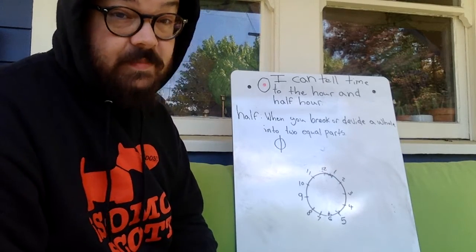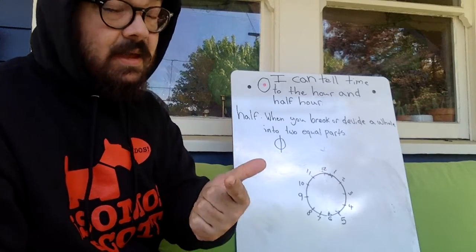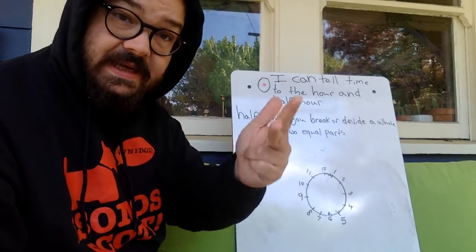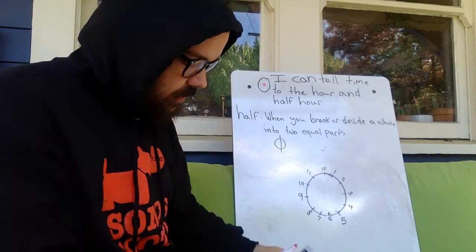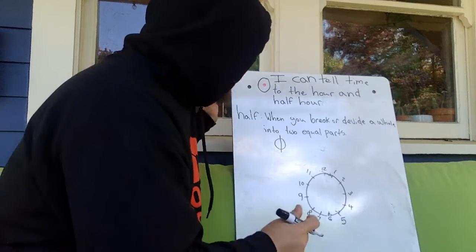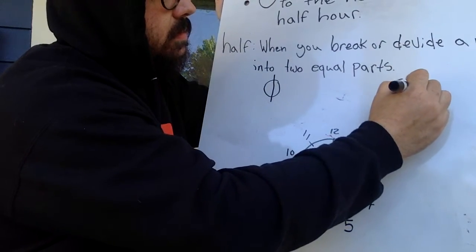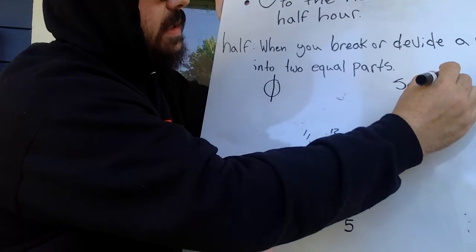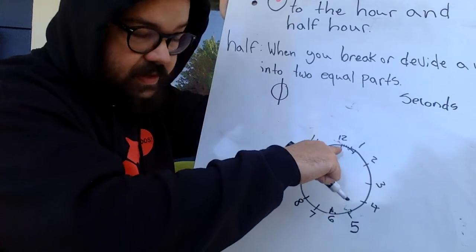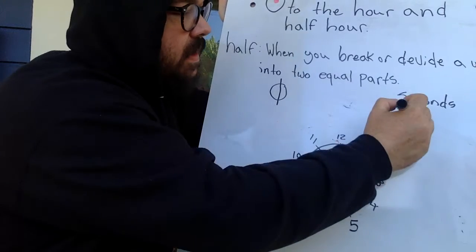Now, remember, we tell time with three different measurements. We have seconds, minutes, excuse me, allergies this morning, seconds, minutes, and hours. Seconds are the quickest measurement of time. It's like when we look at a clock, it's the very small hand that just keeps moving and never stops.